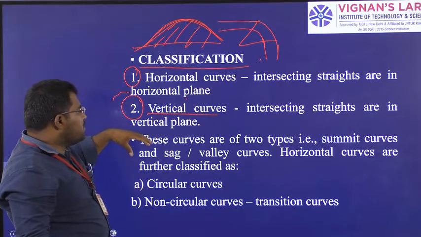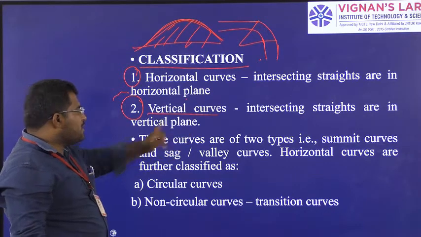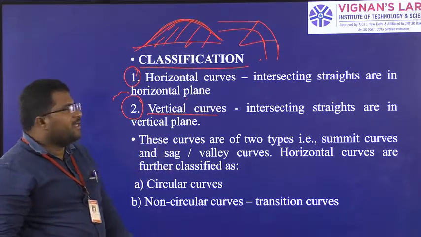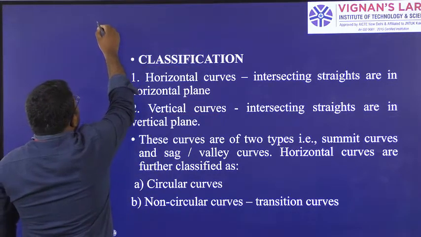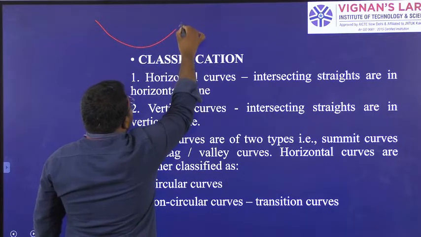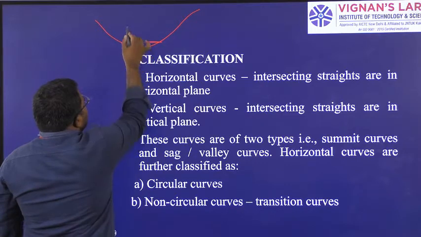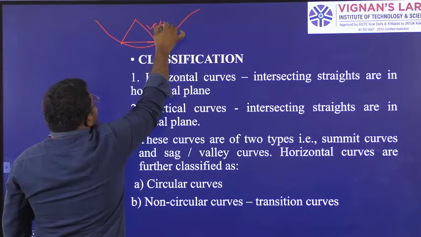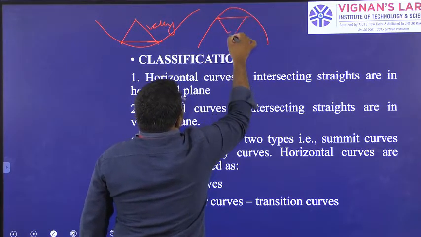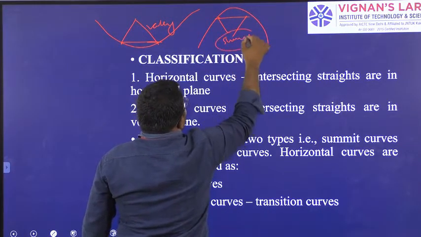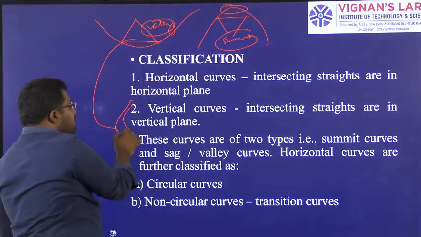Vertical curves are again of two types: summit curves and valley curves. Suppose you are coming from a high level to a low level, and again you are going to rise to a high level. This is a valley. If you provide any curve in this position, it is called a valley curve. If you are climbing to a position, this is the summit curve. At the top point it is called a summit, and this is the valley curve. These are the two types of vertical curves.